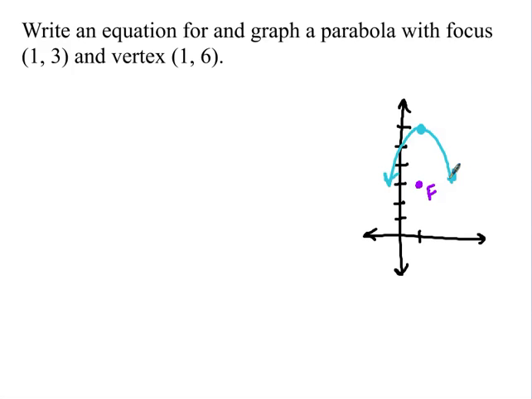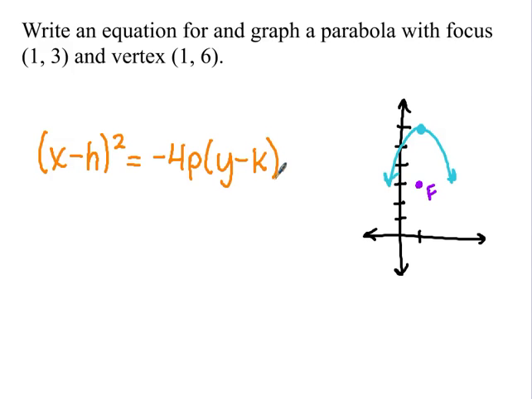So now you have 4 equations. Okay, you have them written. One for up, one for down, one for left, one for right. So the one for up and down should be this. X minus h quantity squared equals -4p times y minus k. Now, if it would have been up, it would have been positive 4p. Right? So that's the difference between the two. So now let's plug in what we know.